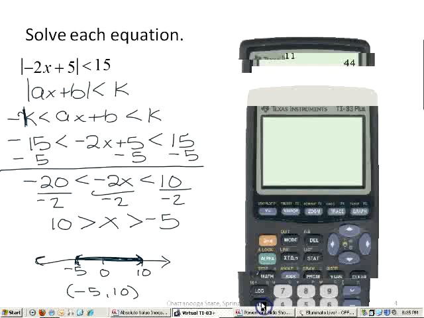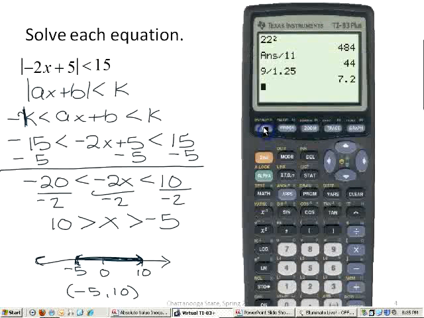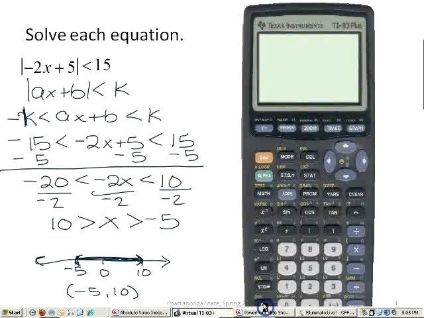Now I want you to see this on the calculator. I want to solve this graphically. So let's go to our y equals screen. Let me see, I can't get my calculator. Let me reset it. Now I can go there.